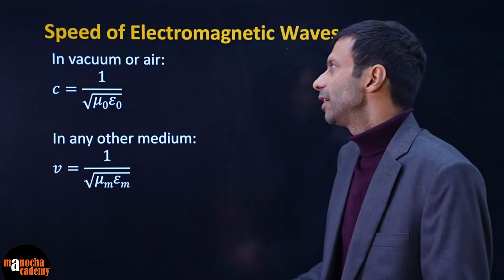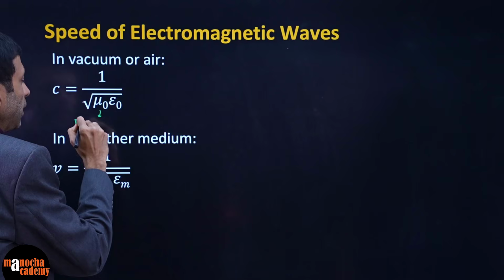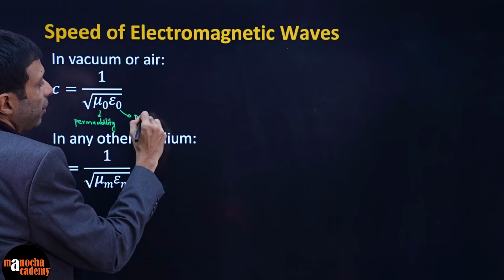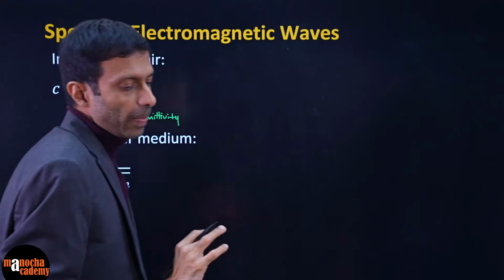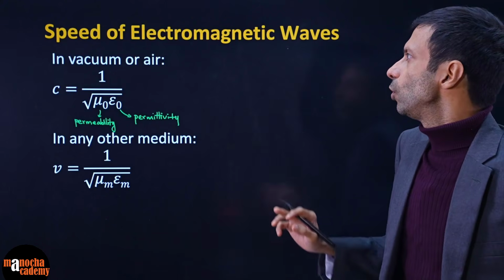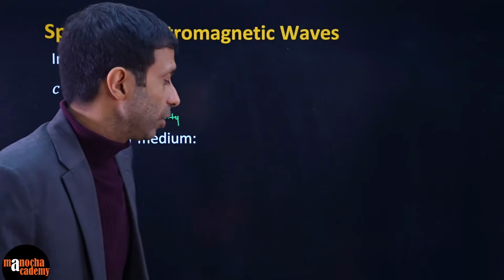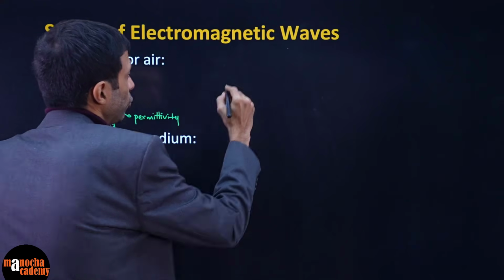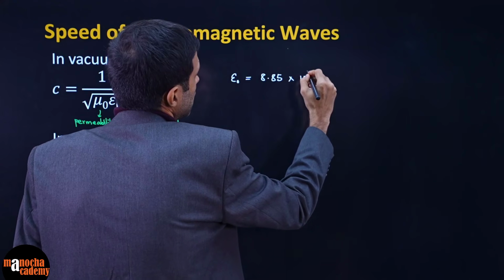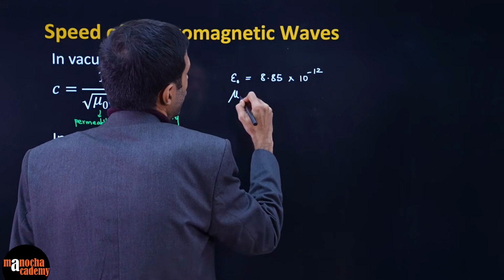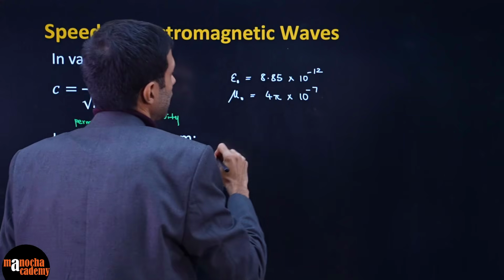You guys remember mu naught here is your permeability. So write down if you forgot all that. Mu naught is your permeability. Epsilon naught is your permittivity. What we had studied back in Coulomb's law. This we had studied in magnetism. And you have this beautiful formula, C equal to 1 by root of mu naught epsilon naught. So if you put the values of vacuum, epsilon naught you know is 8.85 times 10 to the power minus 12 in SI units, and mu naught is how much? That is 4 pi times 10 to the power minus 7 in SI units.